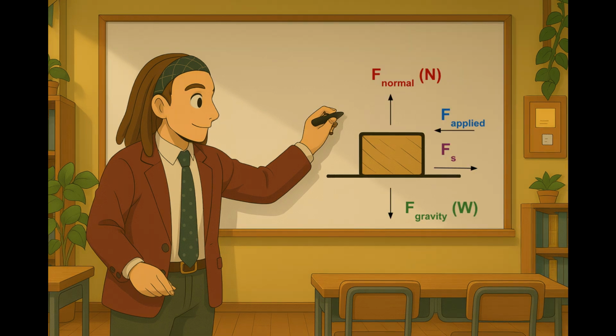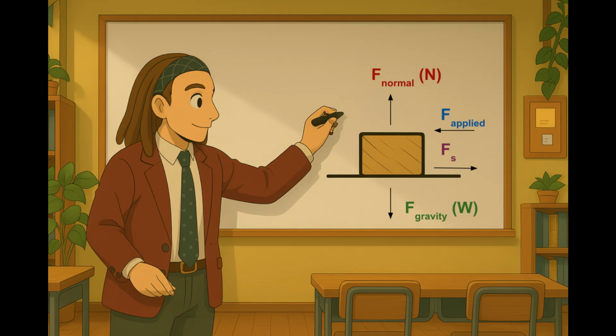Let's break this down step by step. Step 1. Visualize with a diagram. Imagine a simple drawing. You'd have a rectangular block sitting on a flat, horizontal line representing the surface. On this block, we draw arrows for the forces. An arrow pointing straight down from the block's center. This is the force of gravity or the block's weight.